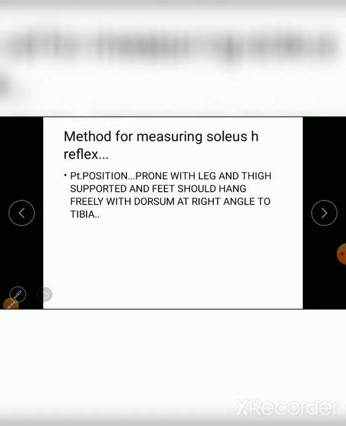The method for measuring the soleus H reflex is: the patient is positioned prone with leg and thigh supported on the couch, and the feet should hang freely with the dorsum at right angle to the tibia. So this is the patient's position for the soleus muscle.